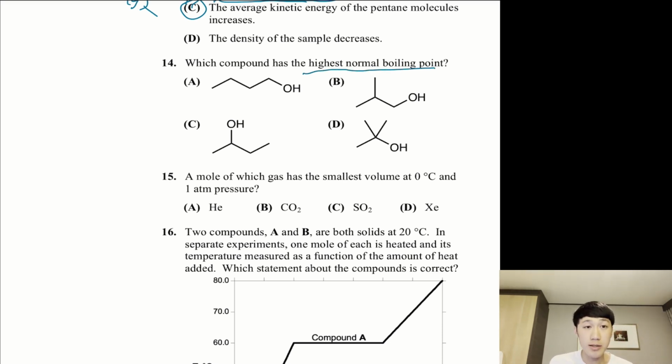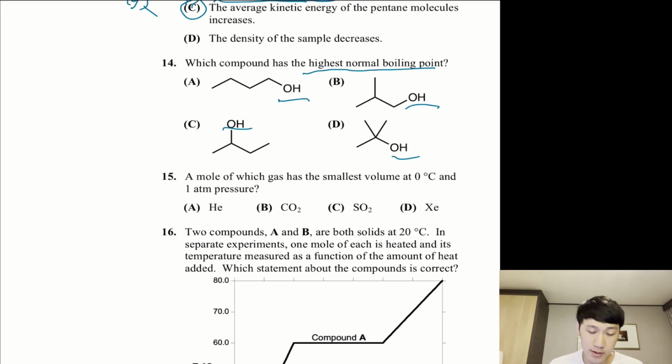Problem 14. Which compound has the highest normal boiling point? Now, what we want to consider are the intermolecular forces and compare them for these compounds. So the highest normal boiling point means that it has the strongest intermolecular forces because it takes a higher temperature to shake the molecules apart from each other because they're holding onto each other tighter. So the first thing we need to consider is hydrogen bonding, and all of them have a hydroxyl group, so they will all participate in hydrogen bonding. That's not going to be a consideration.